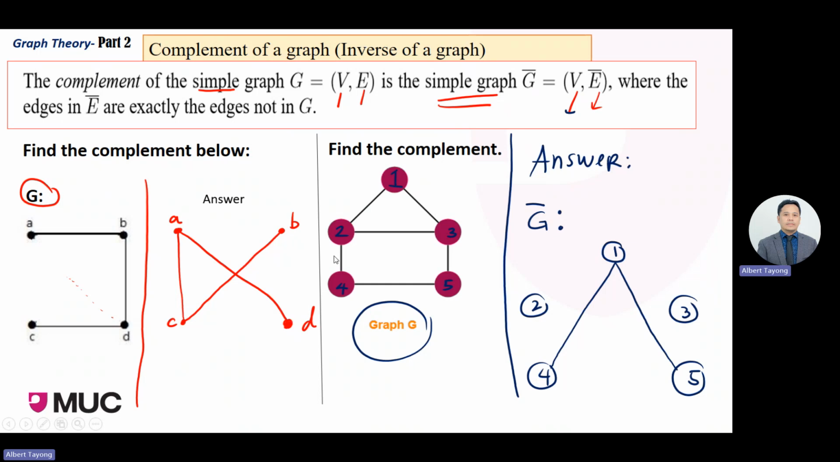Now let's go to 2. 2 is adjacent to 1, 3, and 4. There is no line from 2 to 5, so we have to create that. Okay, there is no problem to cross another edge. In graph theory, it doesn't mean that there is a point here. So we can cross this line without establishing a point there. Now 3 is adjacent to 1, 2, and 5. There is no line from 3 to 4, so we have to create that.